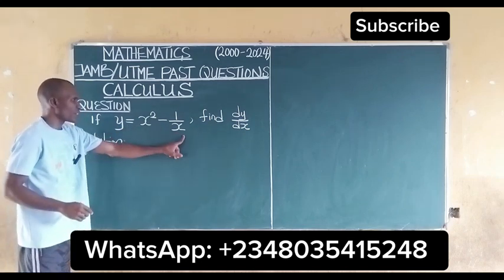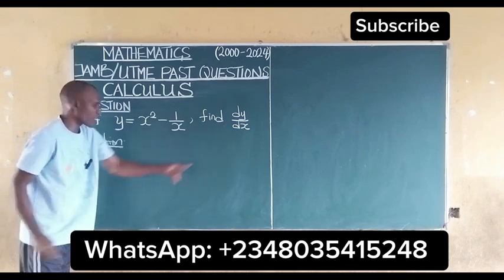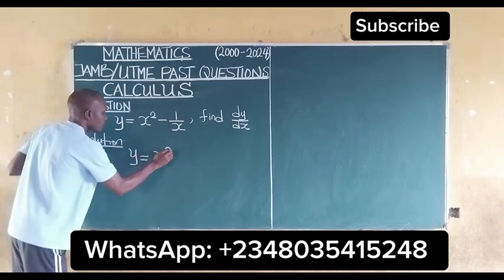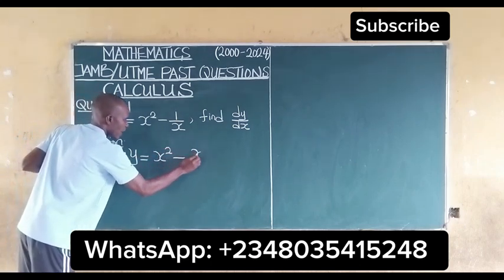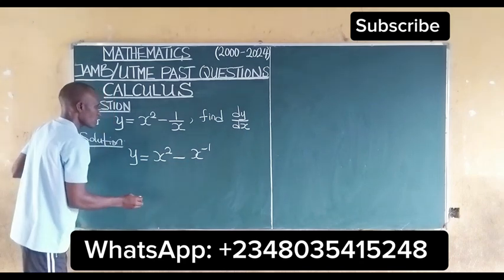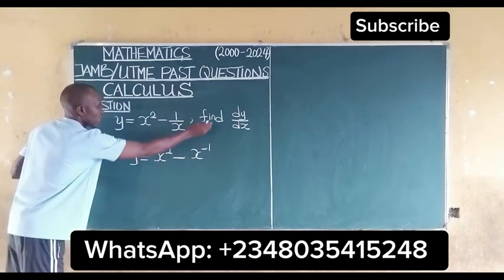Here we have y to be this, and we are asked to find the dy/dx. First, we have to rearrange what y is. y can be written as x raised to the power of minus 1. So if we have it like this, we can now differentiate.